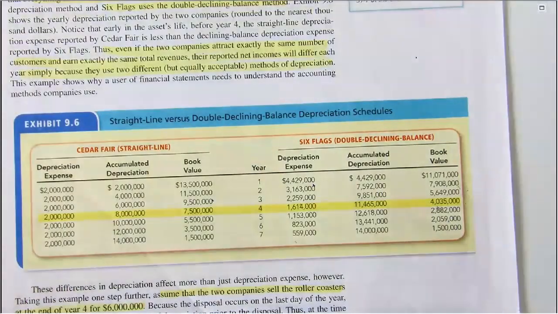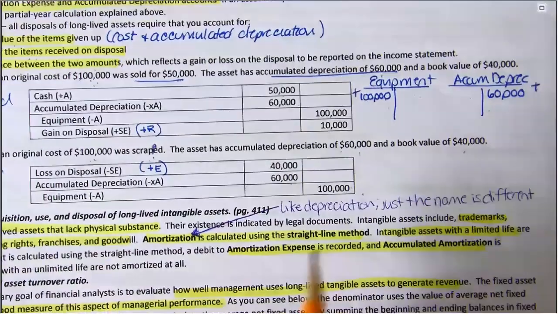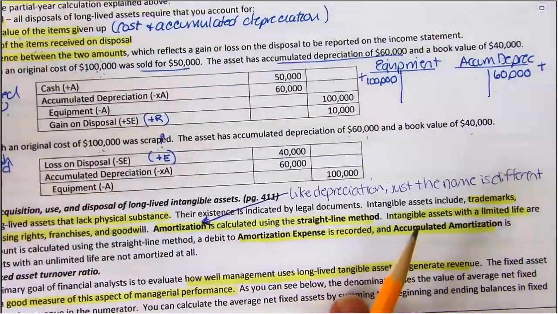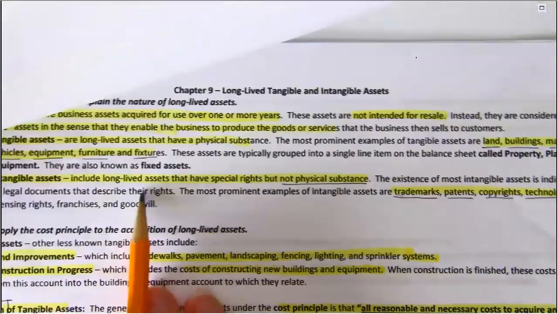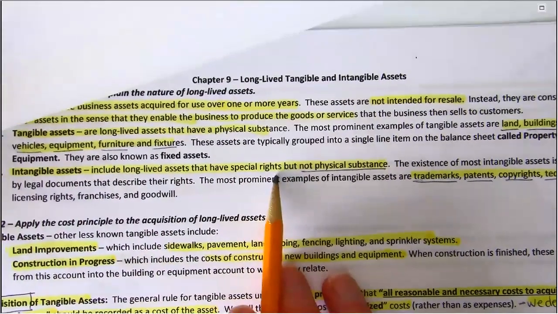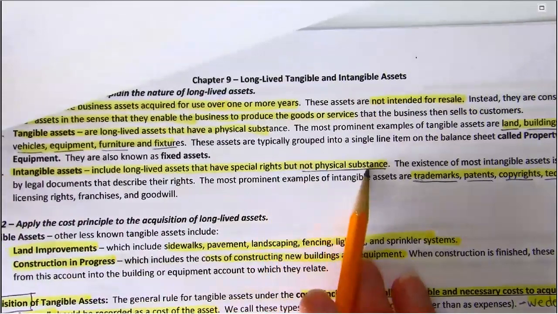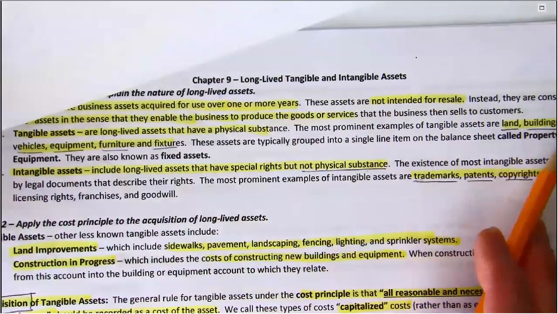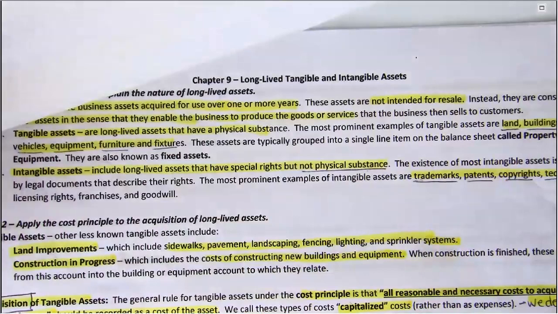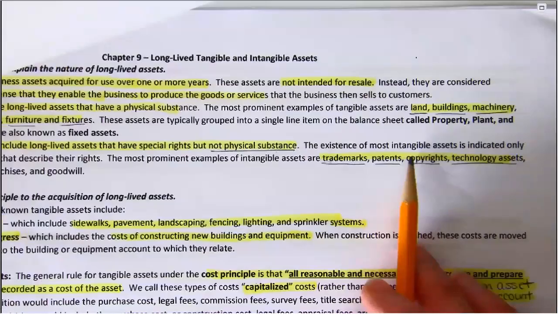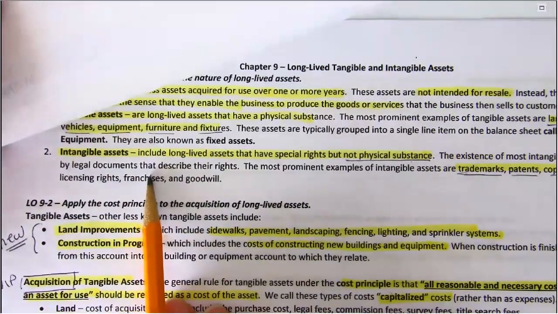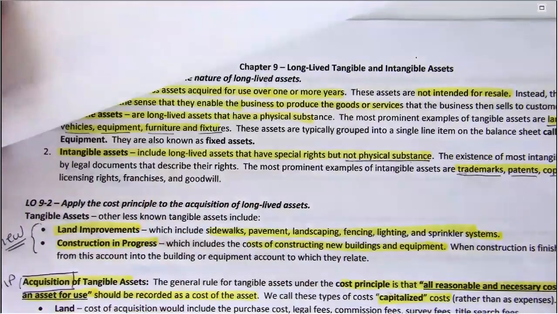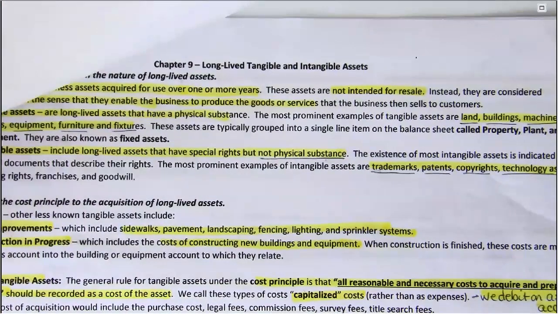Okay, now we're going to take a look at 9-6, but instead of using the notes here, I'm just going to go to page 411. If you remember back on day 1, we talked about intangible assets being long-lived assets that have special rights, but they don't have a physical substance. It's not like land or buildings or machinery, where they have a physical substance and you can touch them. The existence of these intangible assets is indicated only by legal documents that describe their rights. So examples of these we're going to talk about now are things like patents, trademarks, copyrights, etc.